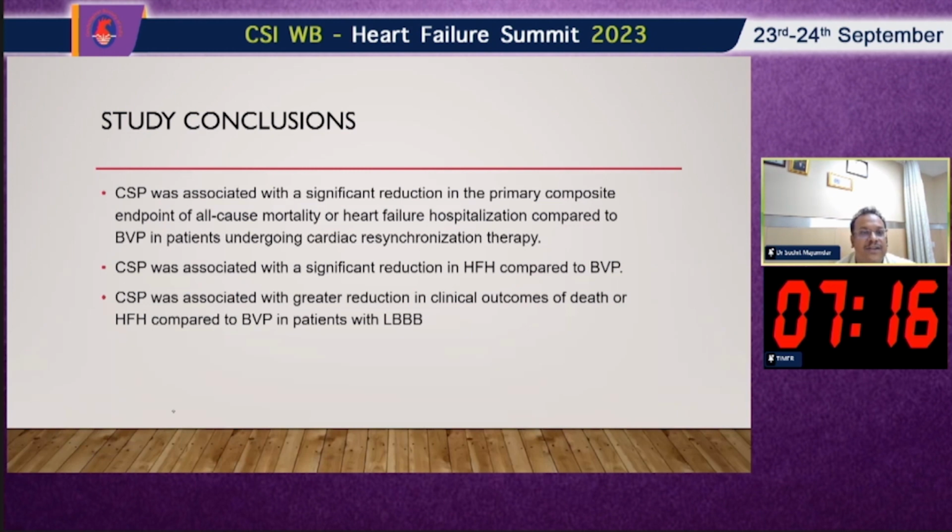Next slide. So the study concluded that CSP was associated with a significant reduction in the primary composite outcome of all-cause mortality or heart failure hospitalization compared to biventricular pacing undergoing cardiac resynchronization therapy, and it was significantly reducing the heart failure hospitalization, which is very important in these sort of patients and also in our patient. Next slide.